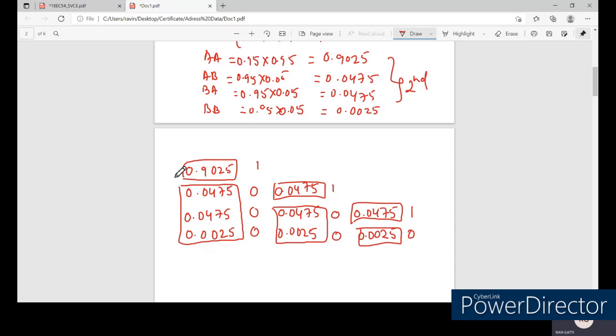Now for the code words, I will write them over here. The code word for the first one is 1. Next for this one is 0 1. Next is 0 0 1, and the last one is 0 0 0.